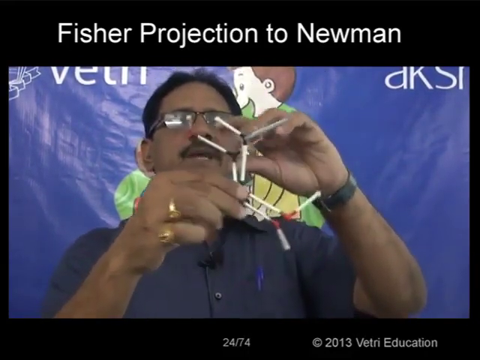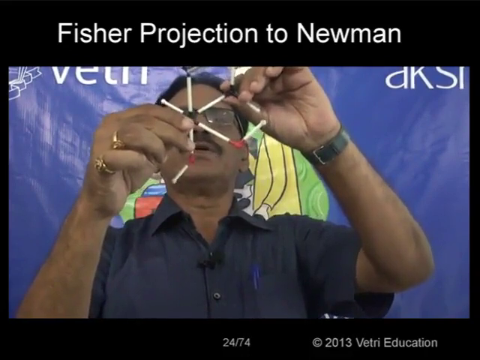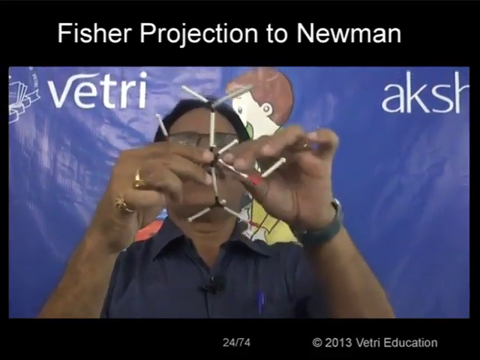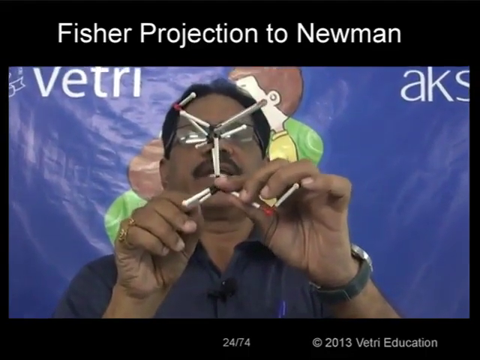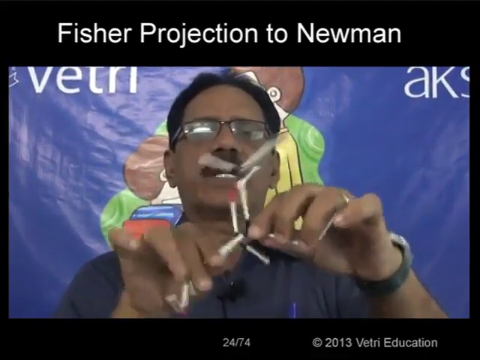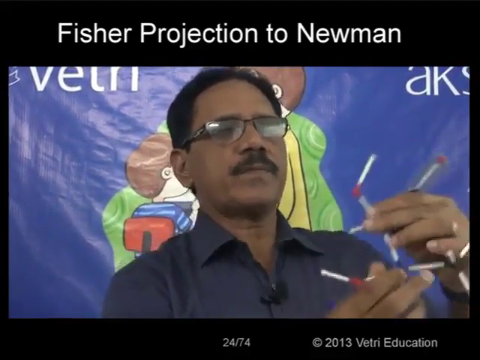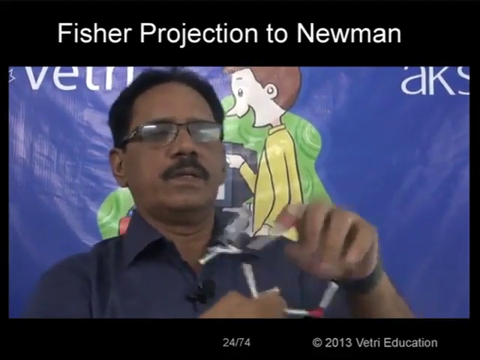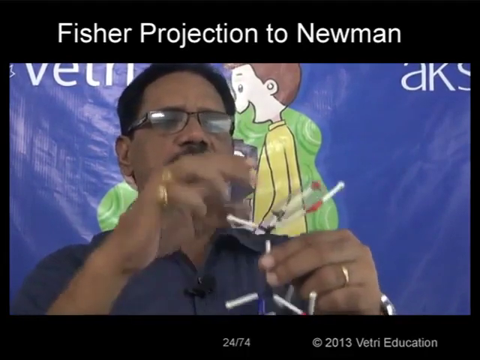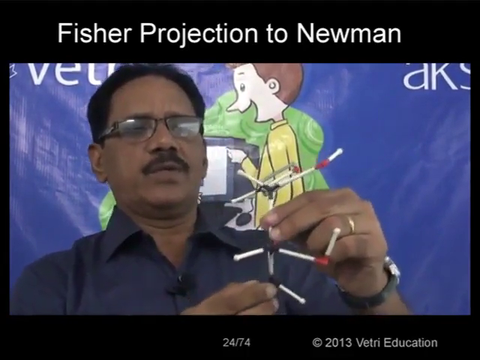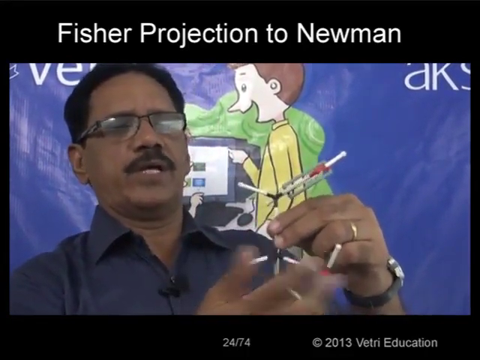Just see here. I can keep this. This is 1, 2, 3, 4, 5, 6, and 7. This is the way I can rotate. Let me repeat again. Kindly follow me. So, this is the Fischer projection: H, OH, CHO at the top, CH2OH at the bottom, again OH, H.